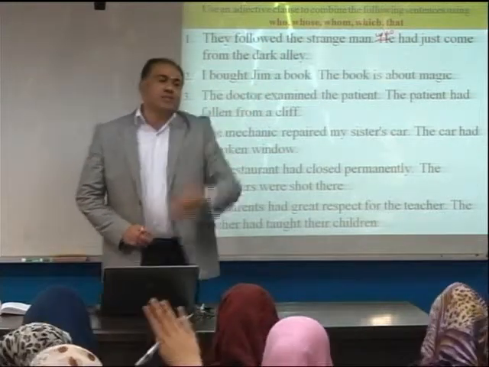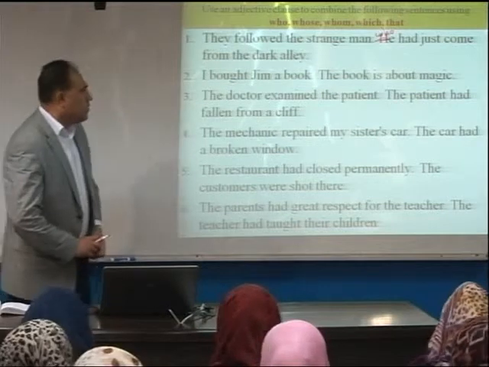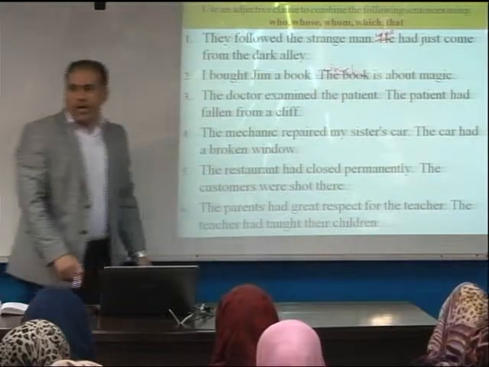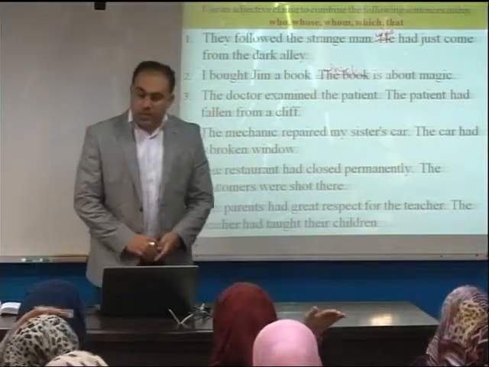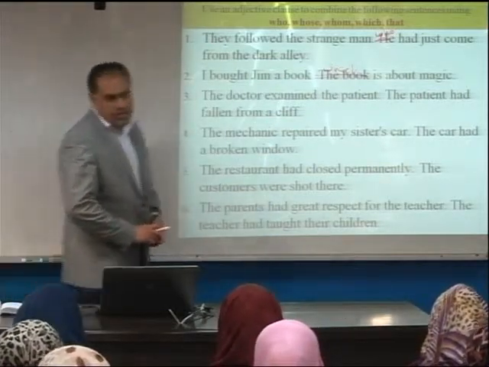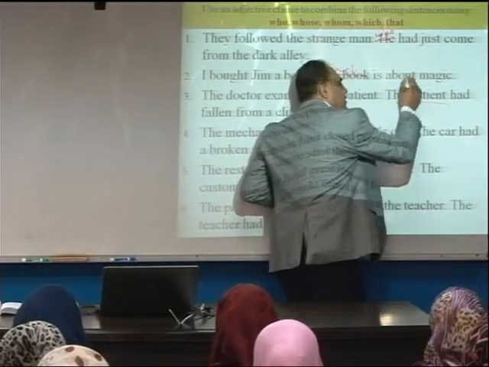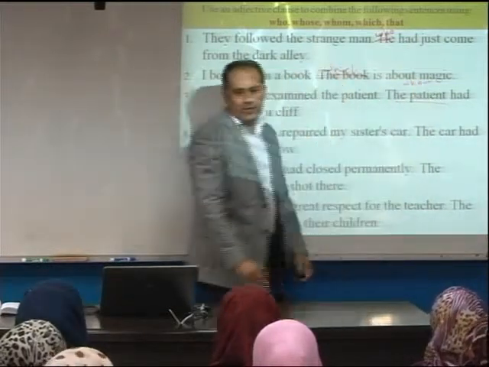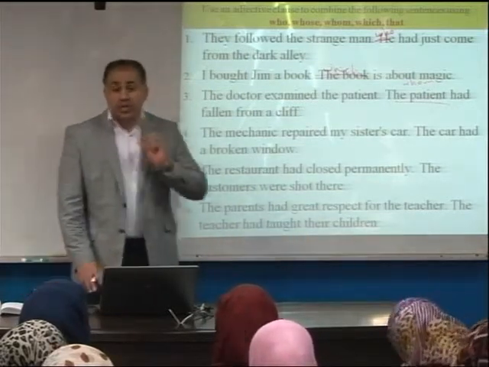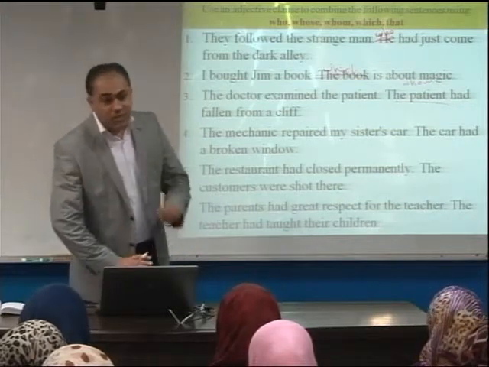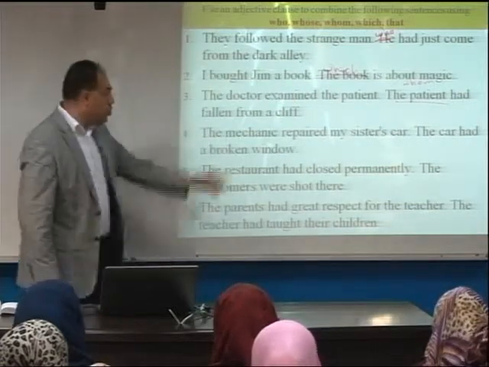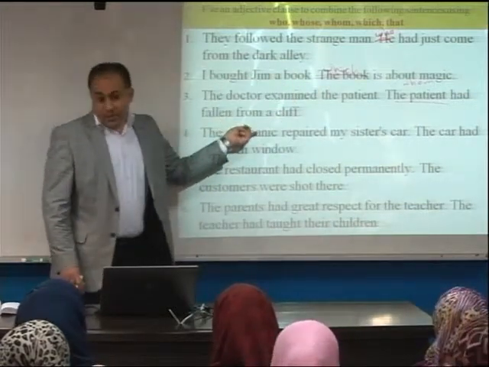Okay? All right. I bought them a book which is about magic. Again, because it's a thing, not a person, it's which. Okay, let's see number three. The doctor examined the patient whom had fallen from a cliff. Okay, let's see, whom. Is that correct? No, it's not correct. Why is it not correct? We said whom is usually the object of the clause, not the subject of the clause. Is the patient here subject or object? Subject. Okay, who had fallen from the cliff? The patient. Is this clear?